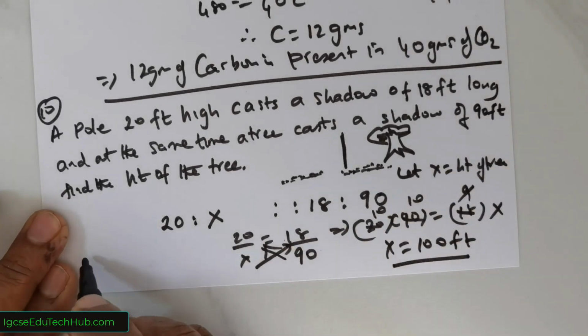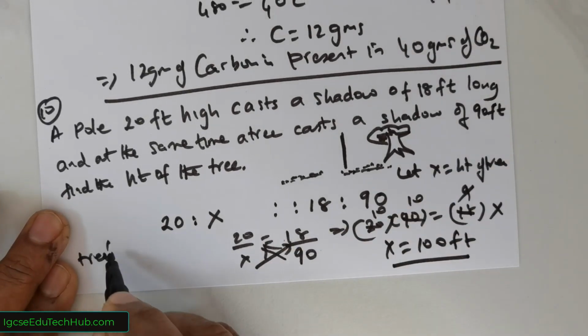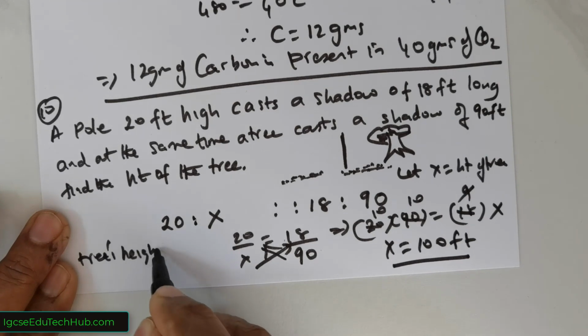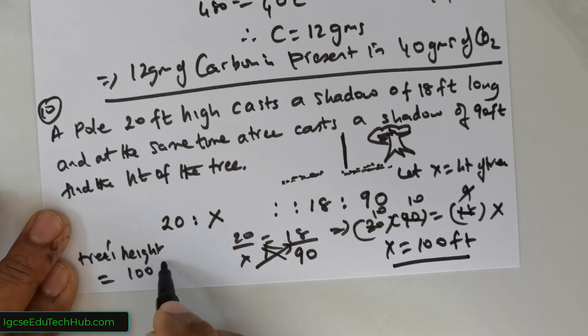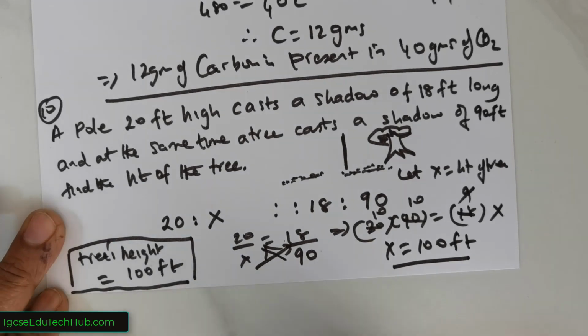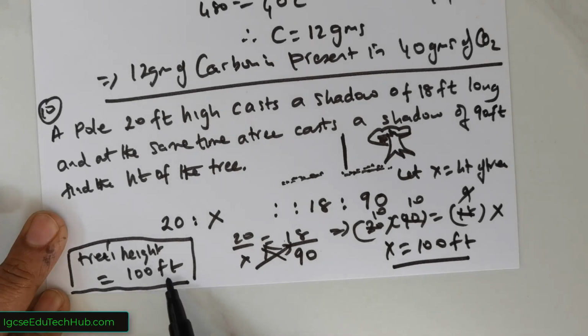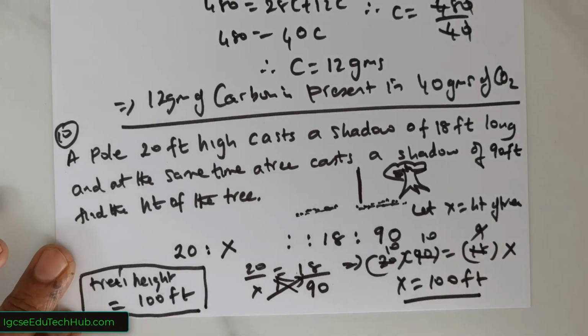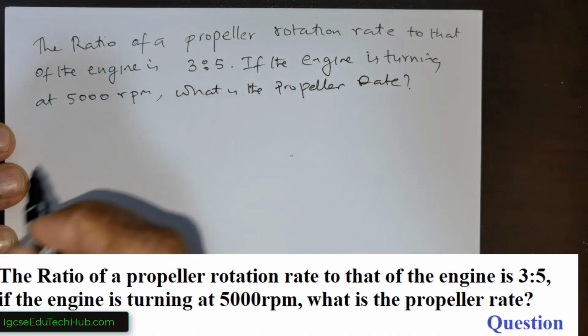So for the tree's height, you can simply state, conclusion is important, tree's height is equal to 100 feet, and you can box the result, right? So diagram, formula, working, final solution with the unit. So that is the end of this particular question. So we got a beautiful question.